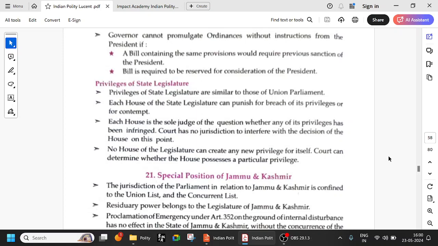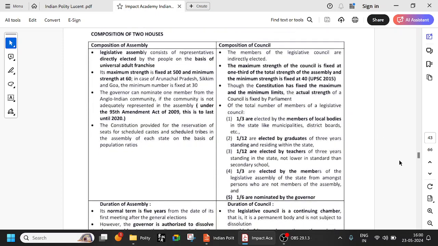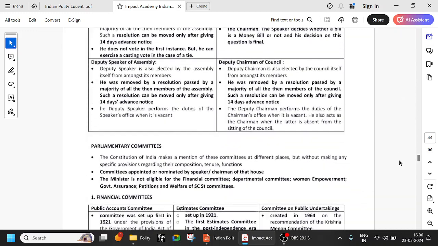Publishing true reports, prohibiting anyone from attending the meetings. Only MLAs can attend, and all those things. The Attorney General can attend. So all that is similar. Even here we've seen all this, right?